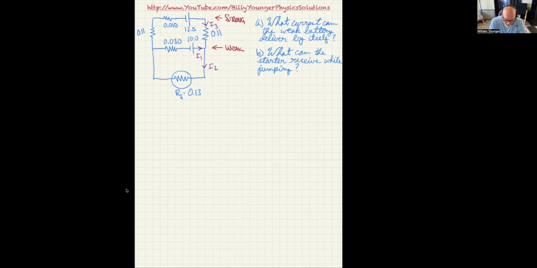Okay. So in this part, we're asked what current can the weak battery deliver by itself? In other words, let's pretend like this whole leg here is not there at all and just pay attention to what's left of the circuit. When we do that, we'll get the current that the weak battery was giving. Then in part B, it says what can the starter receive while jumping? In other words, now we're going to work it out with that other battery connected and see if we can find that it gives a better current.